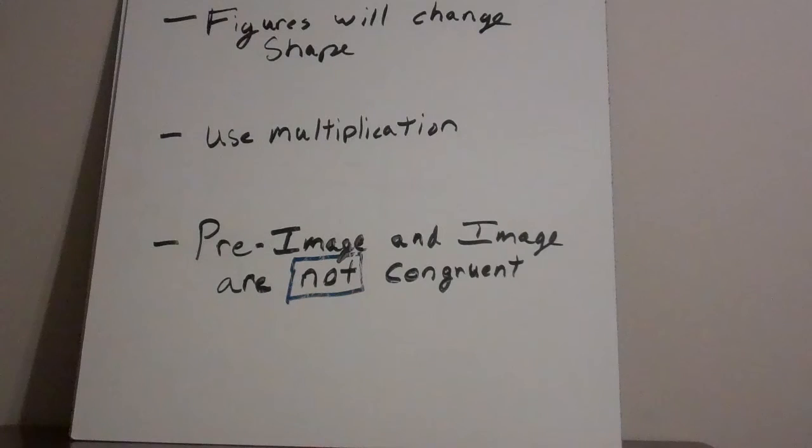So in this case, the figures are going to change size. Okay? And to do that, we're going to use multiplication. One real important thing is the image and the pre-image are not going to be congruent. So this is going to be a big change from the other three transformations, the translations, the reflections, and rotations, where the image and the pre-image were congruent, and now this is not. So we're going to look at a few examples.